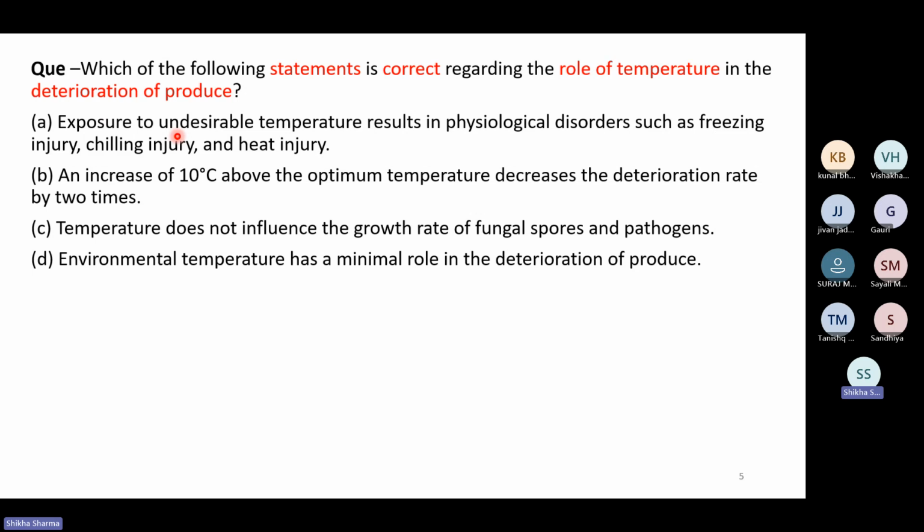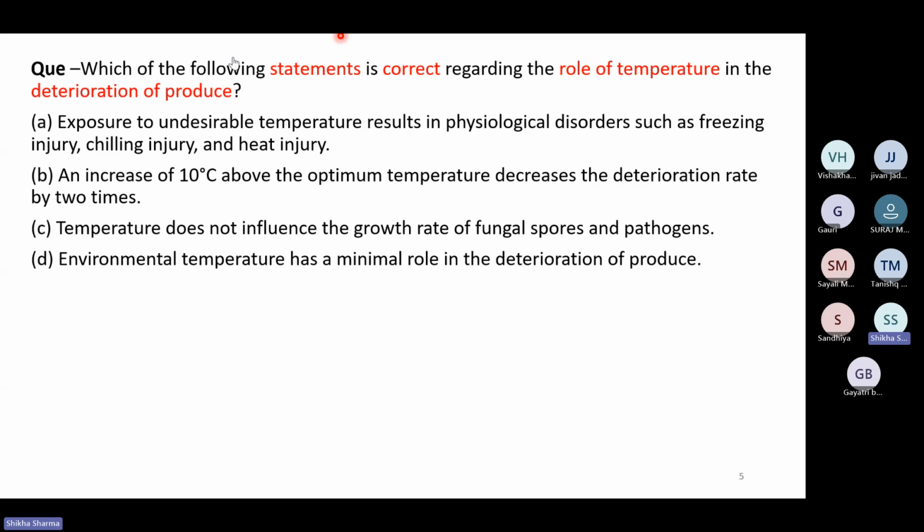A: Exposure to undesirable temperature results in physiological disorders such as freezing injury, chilling injury, and heat injury. B: An increase of 10 degrees Celsius above the optimum temperature increases the deterioration rate by times. C: Temperature does not influence the growth rate of fungal spores and pathogens. D: Environmental temperature has a minimal role in deterioration of produce.